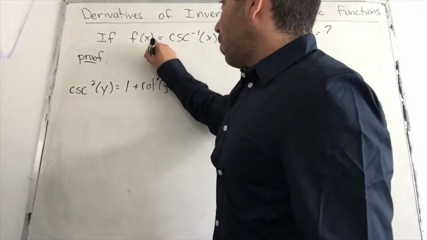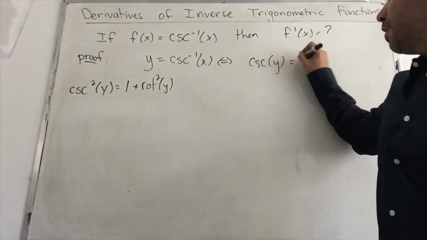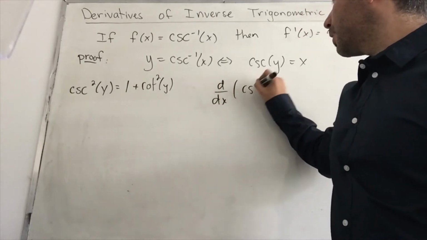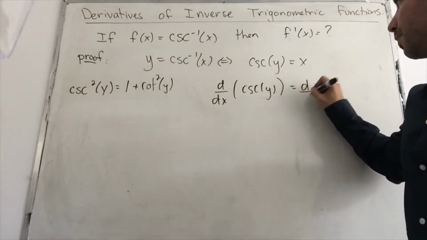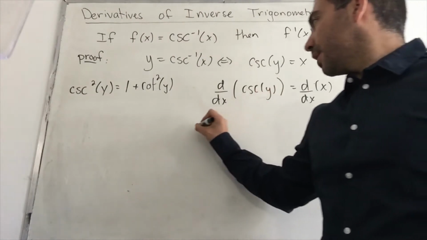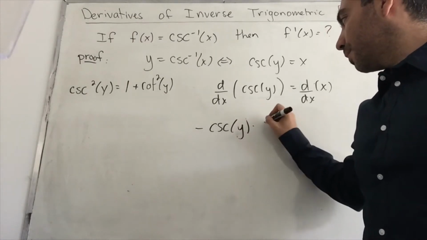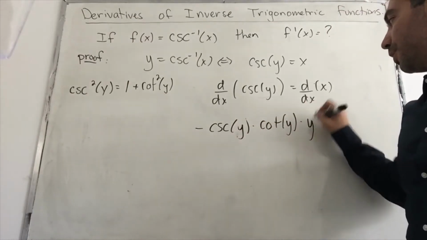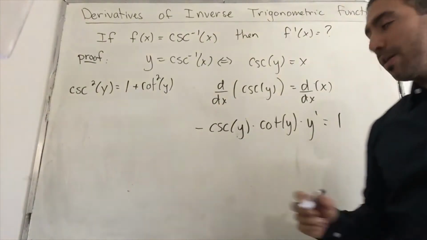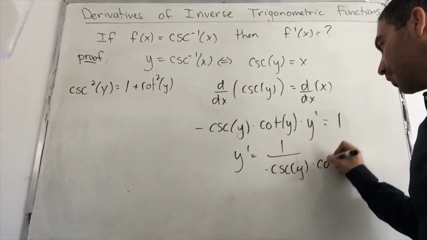So by definition, we have y equals cosecant inverse of x. This is equivalent to cosecant of y equal to x. And again, we derive implicitly. So we take the derivative with respect to x of cosecant y, and that's equal to the derivative with respect to x of x, leaving us with the derivative of cosecant with respect to x is negative cosecant y times cotangent y, and then using chain rule times y prime, and the derivative of x is 1. Dividing by negative cosecant cotangent y, we get y prime equals 1 over negative cosecant y times cotangent y.